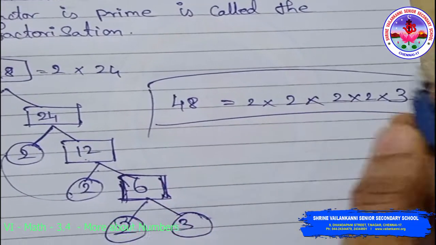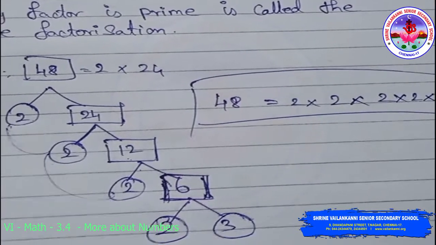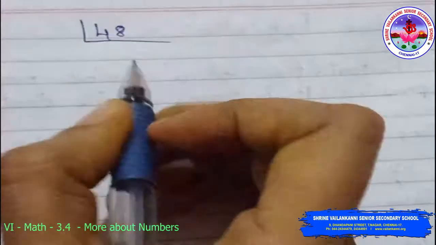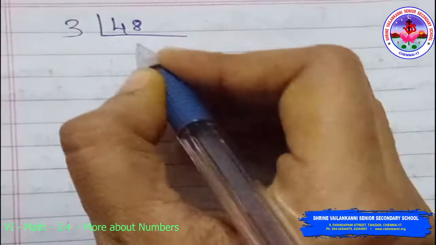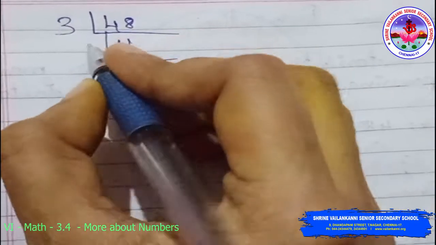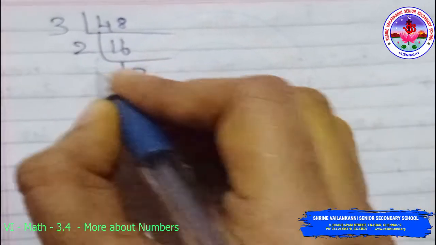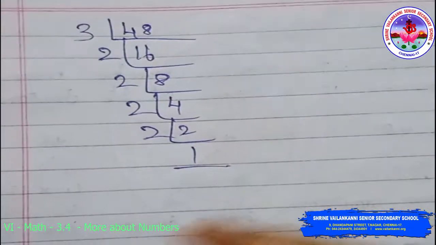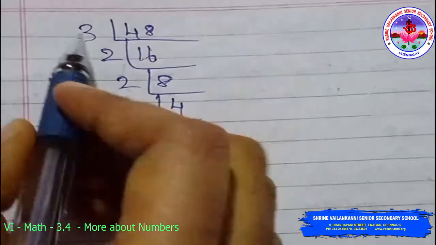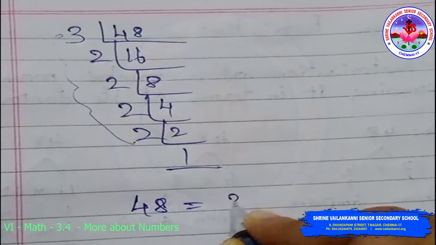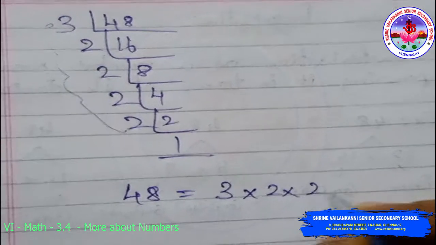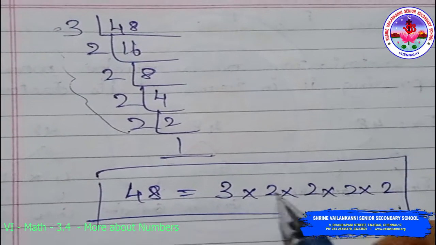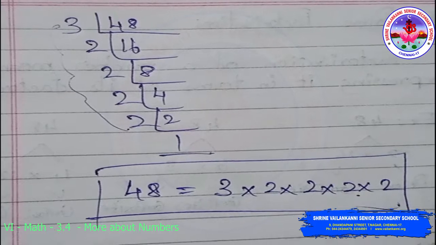Prime factorization of 48. The method of prime factorization is the LCM method, that is, dividing 48 using prime numbers only. 3 times 16, 2 times 8, 2 times 4, 2 times 2, and 2 times 1. Now, using only the prime numbers, the values are 3 into 2 into 2 into 2 into 2. Prime factorization of 48 is 3 into 2 into 2 into 2 into 2.